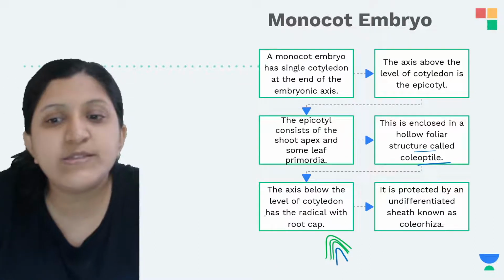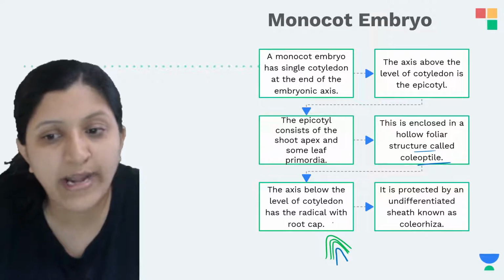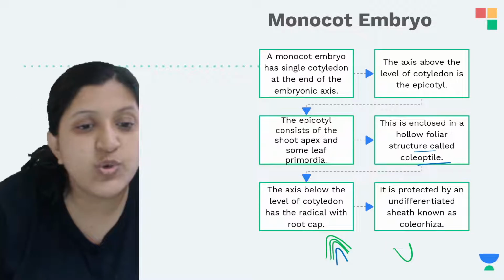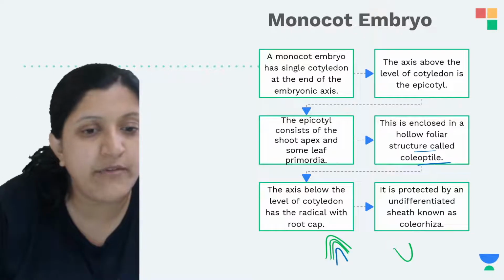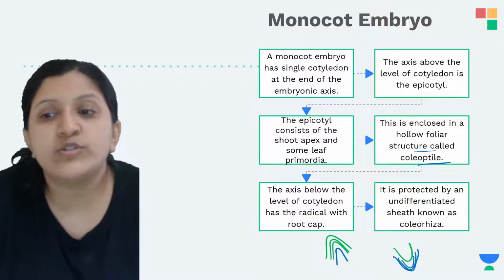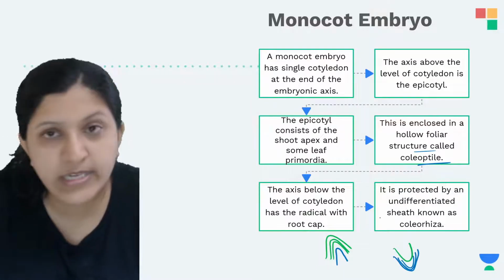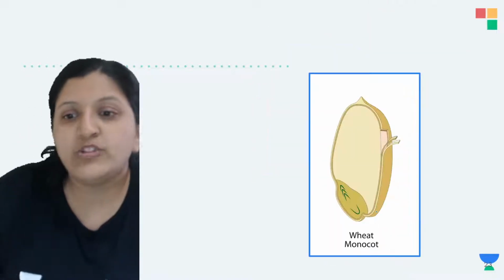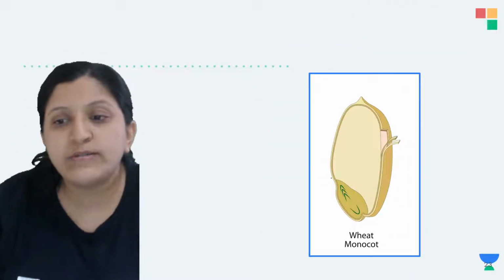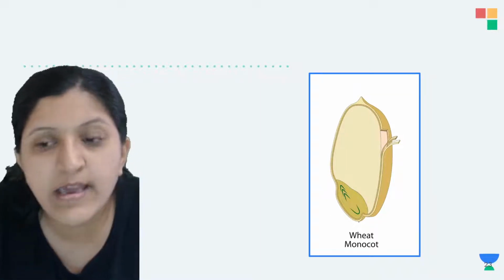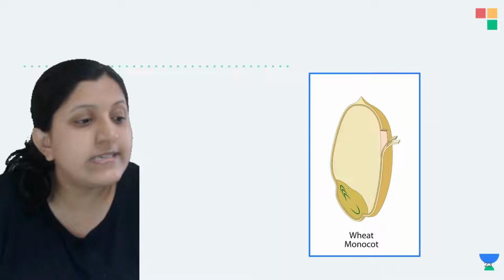Now the axis below the level of the cotyledon has the radicle with the root. Let's say this is the root. The root has a protective covering which we call a coleorhiza. So the coleorhiza is providing protection to the root system. Now this is wheat, a monocot. So this is in the case of wheat. You can see here there is an embryonal axis.